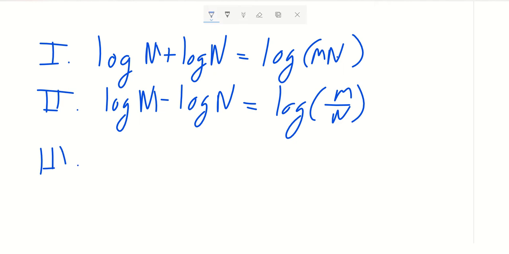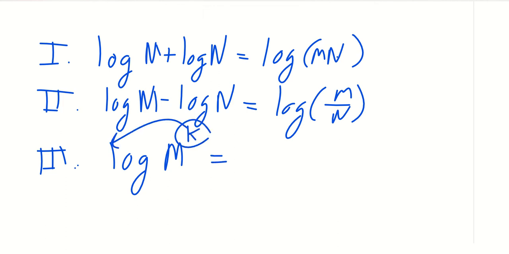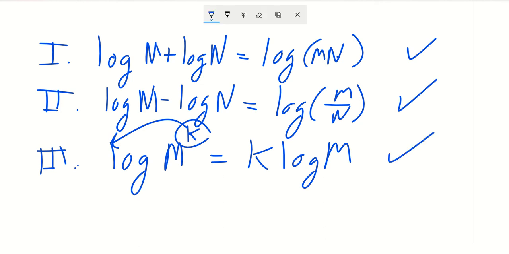And then the last rule we have is what's called the power rule. If you have a logarithm of some expression being raised to a power, that exponent can be brought out in front as a multiplication. This is equal to k times log m. So the first one is the product rule, the quotient rule, and then the power rule for logarithms.